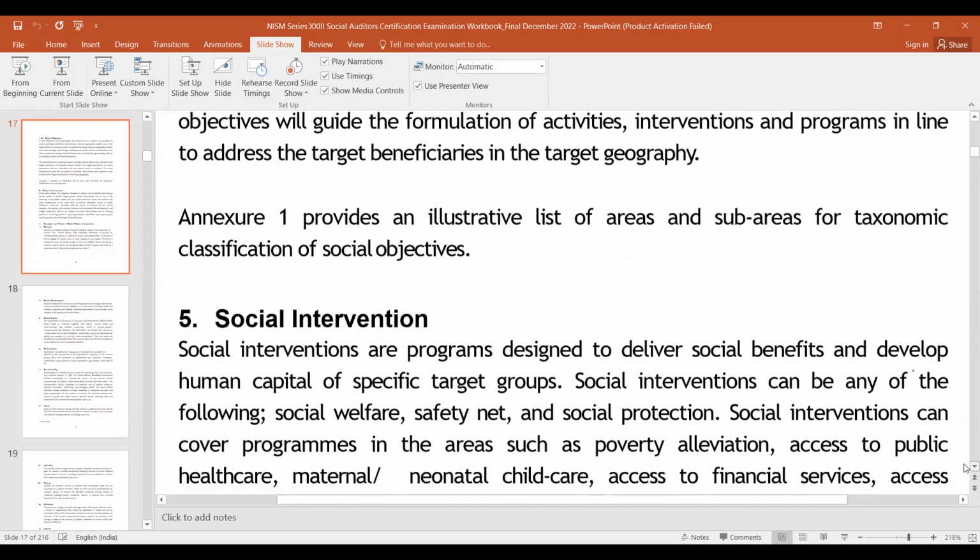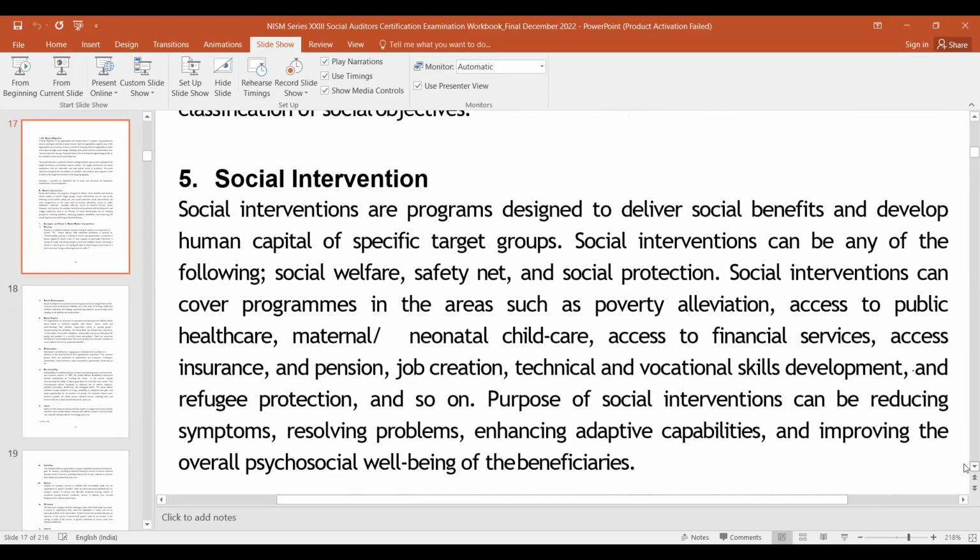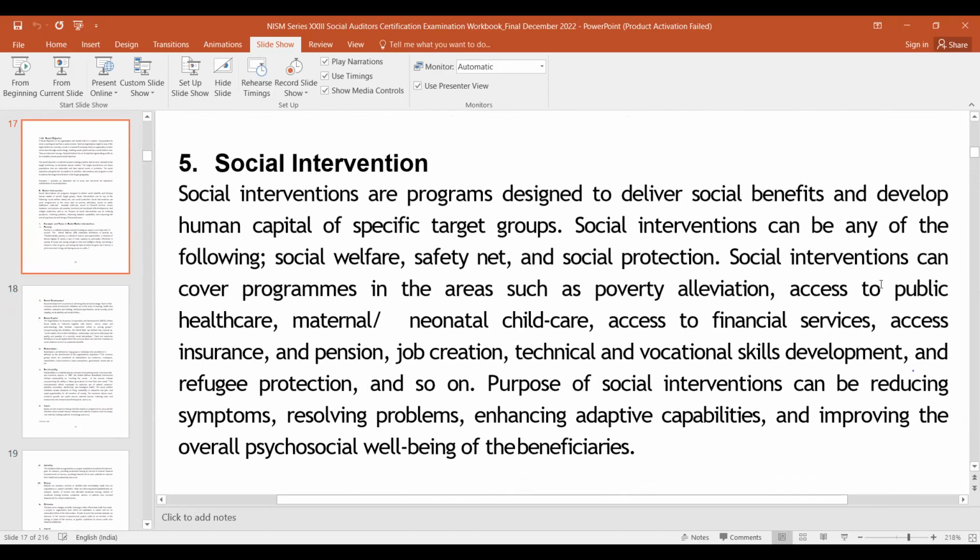Social intervention. So social interventions are programs designed to deliver social benefits and develop human capital of specific target groups. Social interventions can be any of the following: social welfare, safety net, and social protection. So there is another concept, social intervention. Now, what is the social intervention?